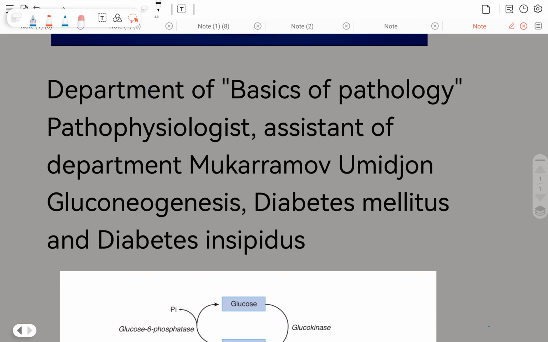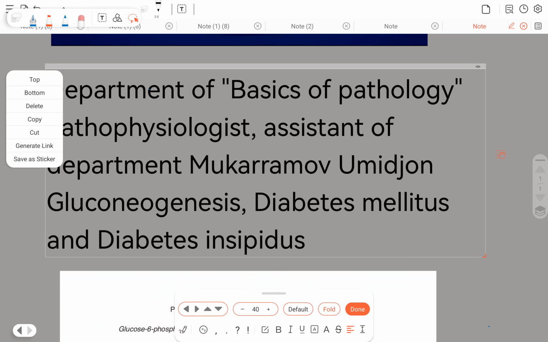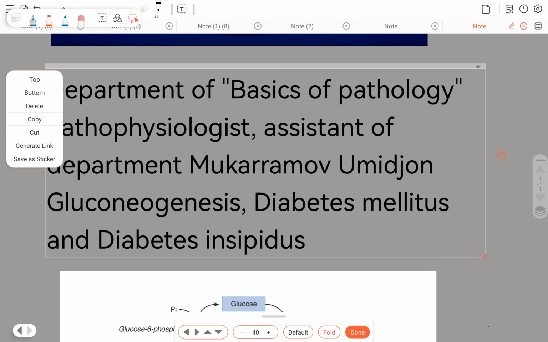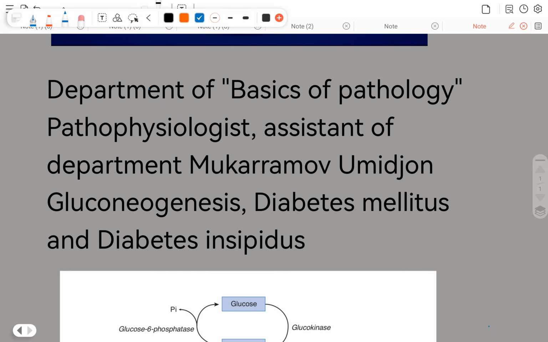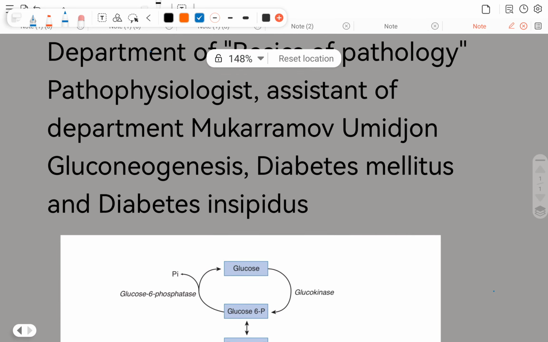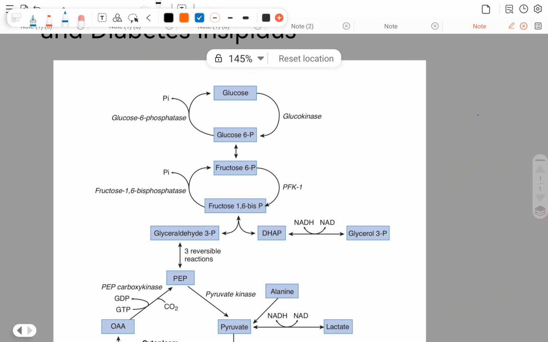My name is Mukarram Fumijan, and our today's topic is devoted to gluconeogenesis, diabetes mellitus, and diabetes insipidus. Welcome to our lecture. First of all, we should review our biochemical knowledge. First of all, look at that.